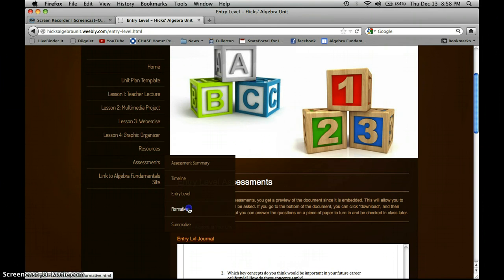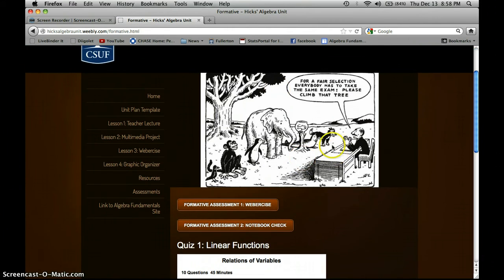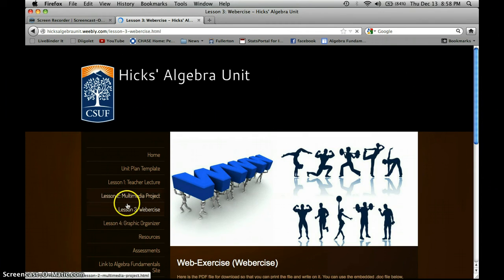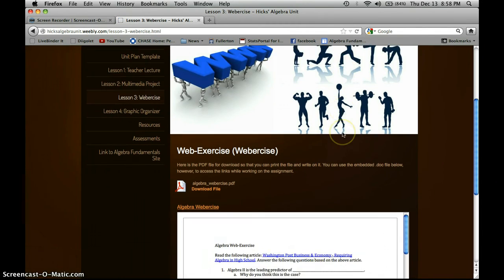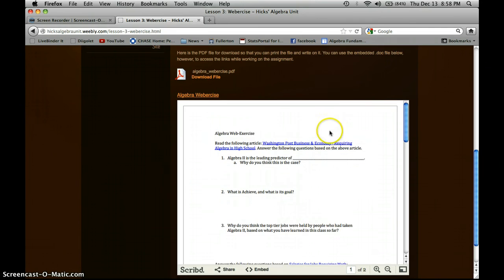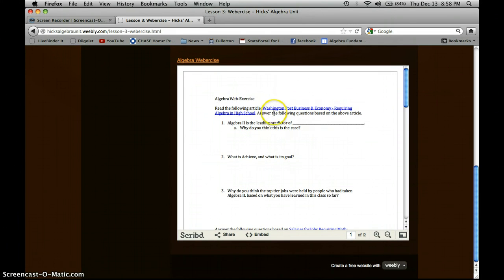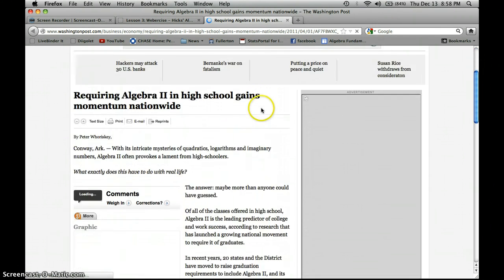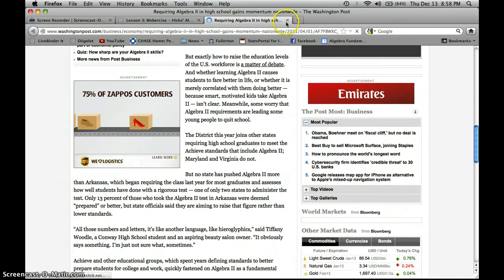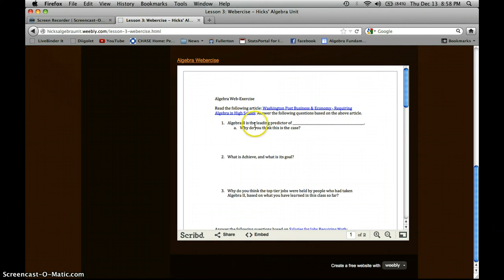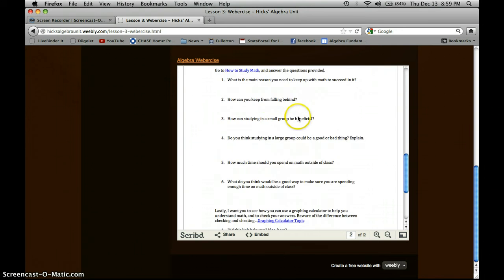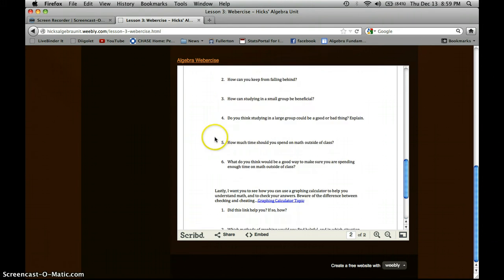And then for my formative assessments, the very first one is the Weber size, and that links them to the Weber size right there. So I have the directions here. It's embedded, so when they click on this article, it says read the following article, and it links them to that article, and they're going to read through this, and then after they're done reading through it, they're going to answer the questions. Algebra 2 is a leading predictor of what? And then I'm asking them some thought-provoking questions like, why do you think that's the case? And I do that for all these other links that I give them. It should take most of the class period, maybe not all of it.